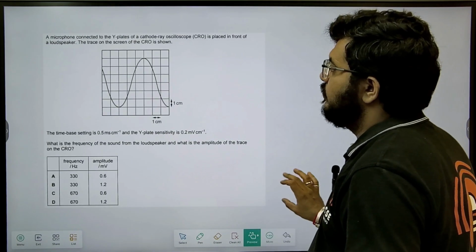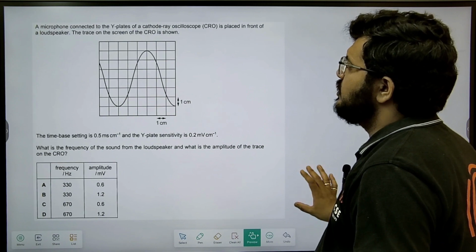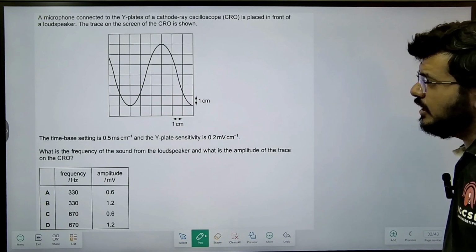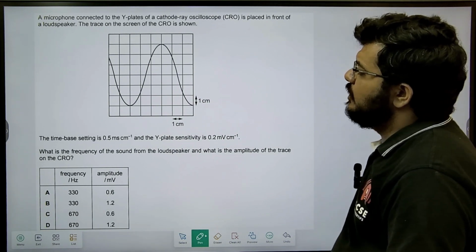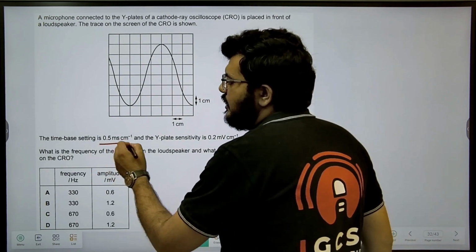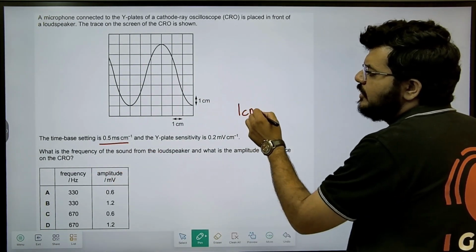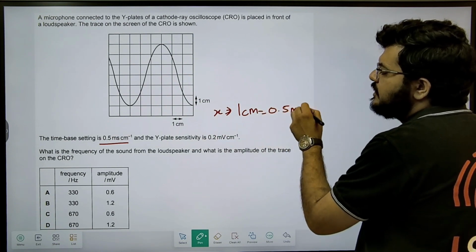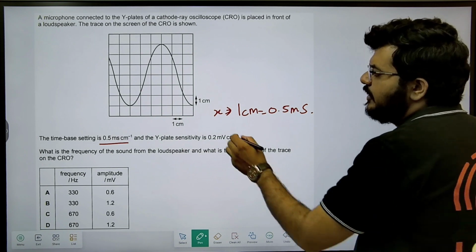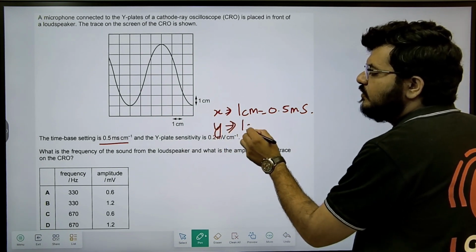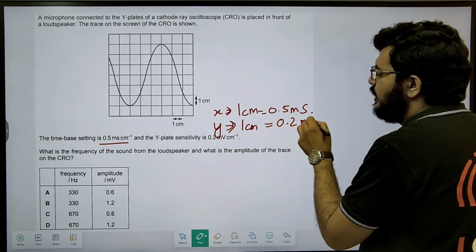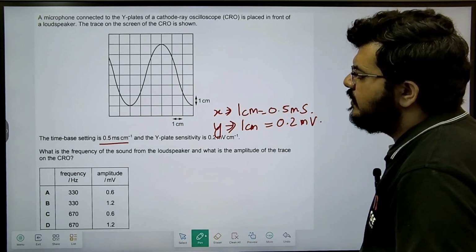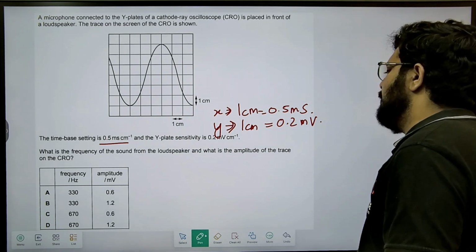Then we have, let me zoom it out again. Microphone is connected to Y plates of cathode ray oscilloscope placed in front of a loudspeaker. The trace on the screen of CRO is shown. Time-base setting: what does time-base setting mean? It means that 1 centimeter on x-axis is equal to 0.5 milliseconds. And what does Y plate sensitivity mean? It means that on y-axis 1 centimeter is equal to 0.2 millivolt. Okay, so you have to just take that scale. What is the frequency of the sound from the loudspeaker and what is the amplitude of the trace?